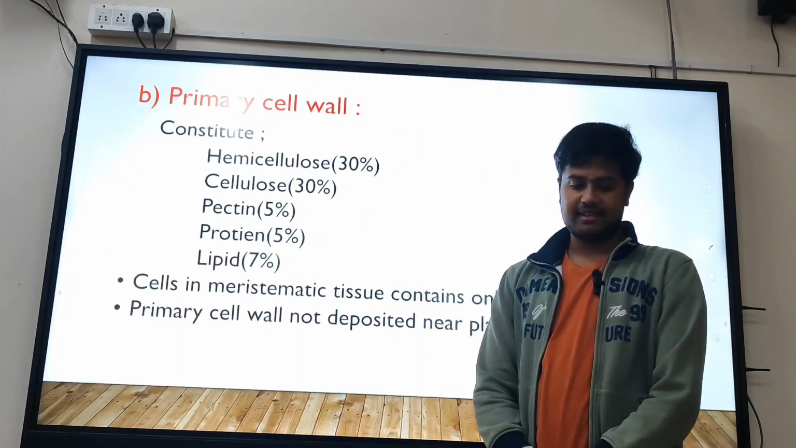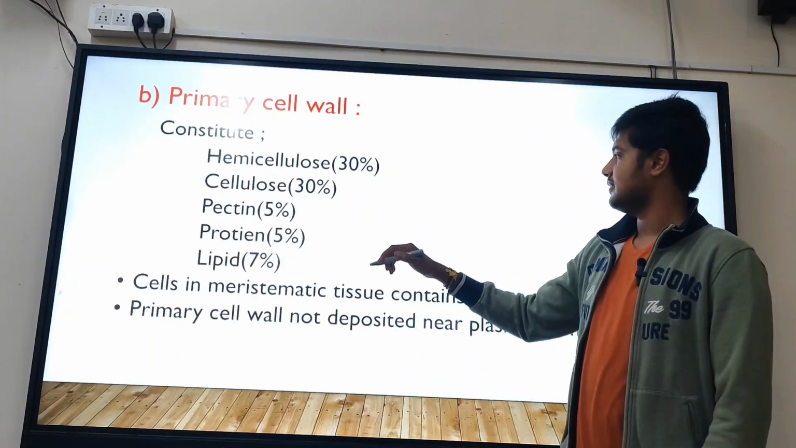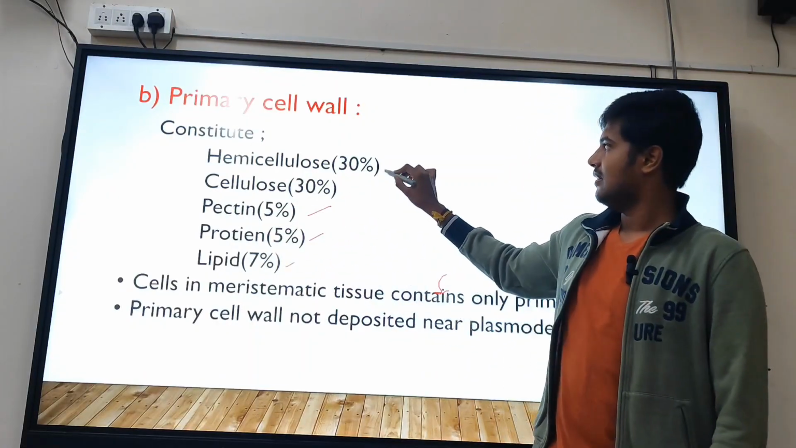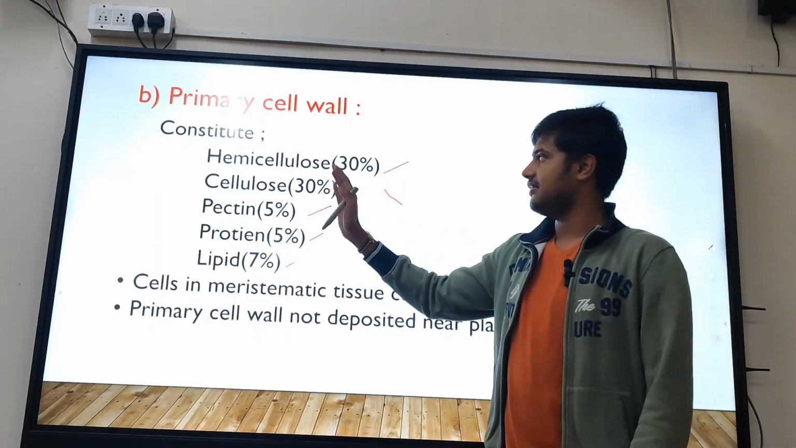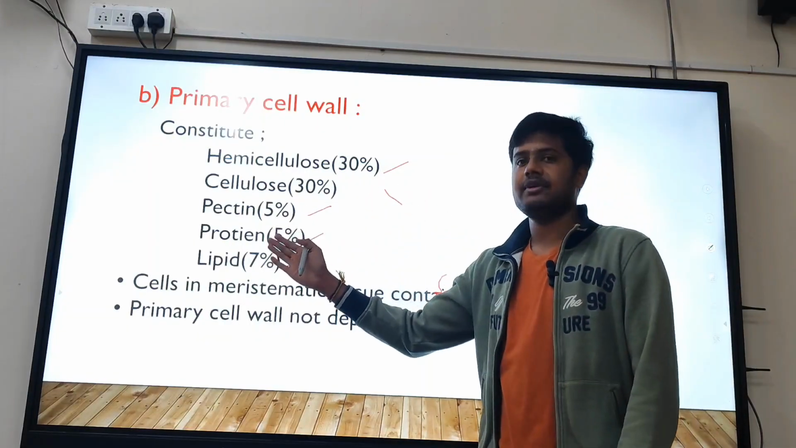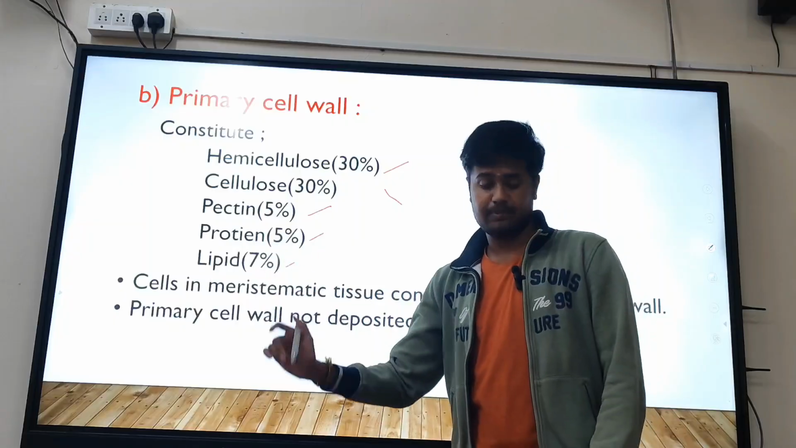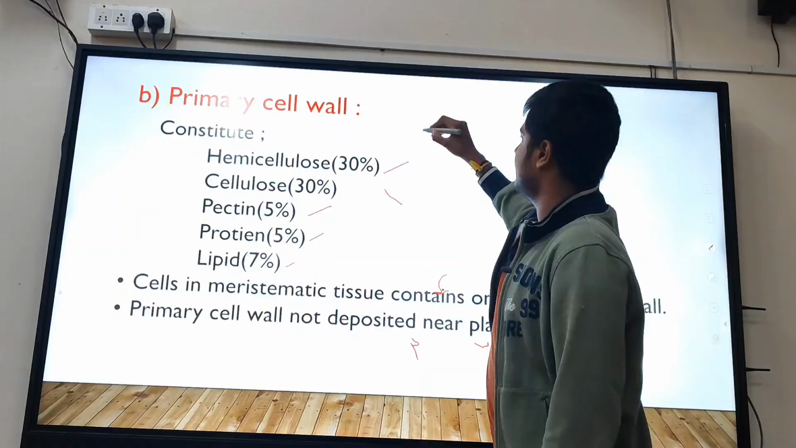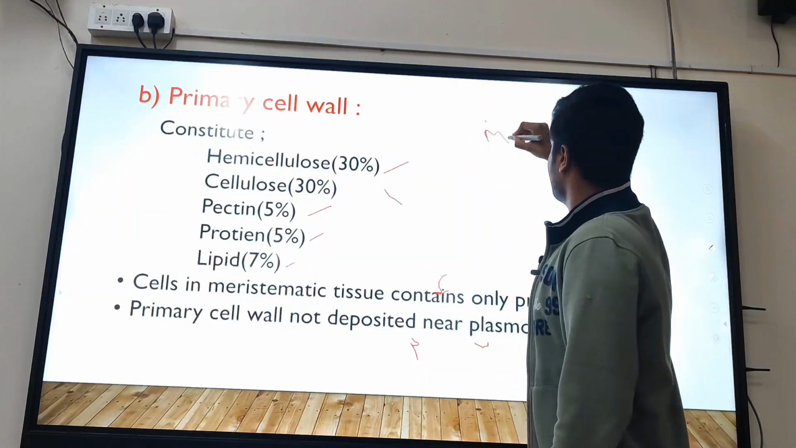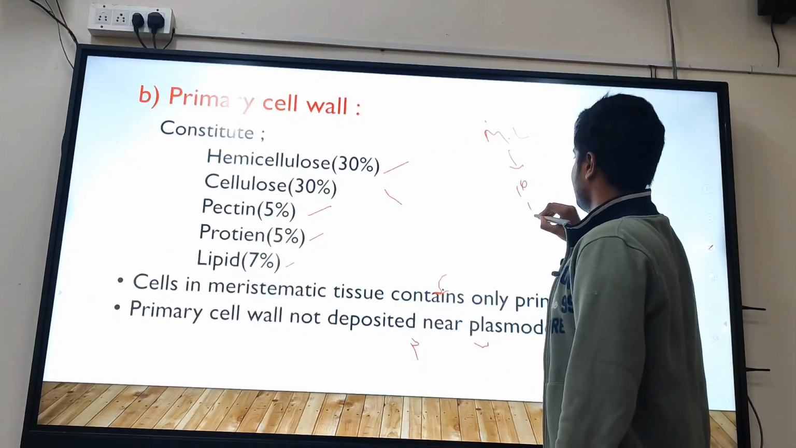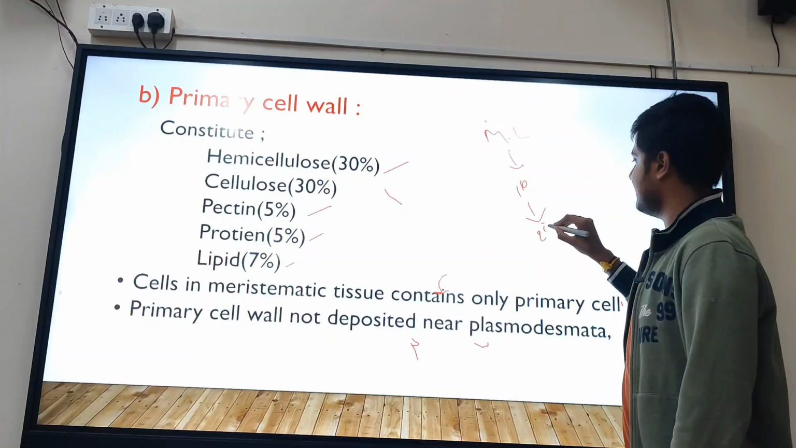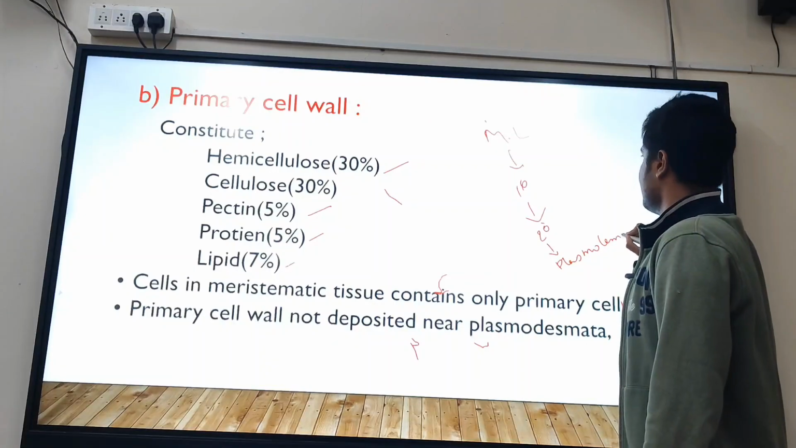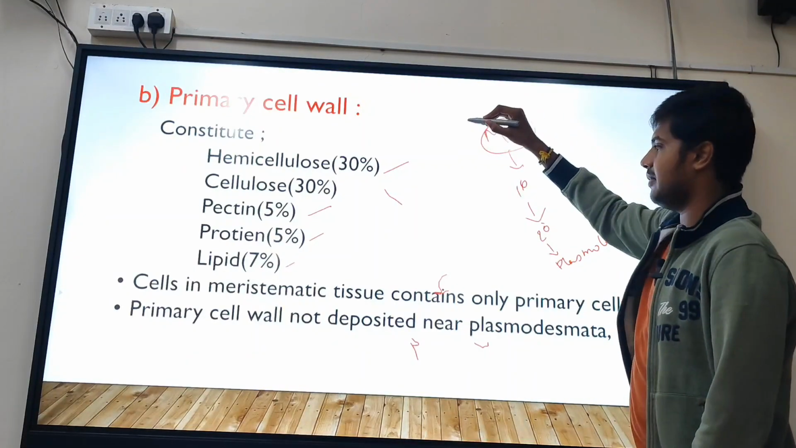Okay, that is primary cell wall. It is constituted of hemicellulose, cellulose, pectin, protein and lipid. Hemicellulose 30%, cellulose 30%, pectin 5%, protein 5% and lipid 7%. It is deposited after the middle lamella. You know, first one is middle lamella, second one is primary cell wall, next layer is secondary cell wall, next layer is plasmolemma.